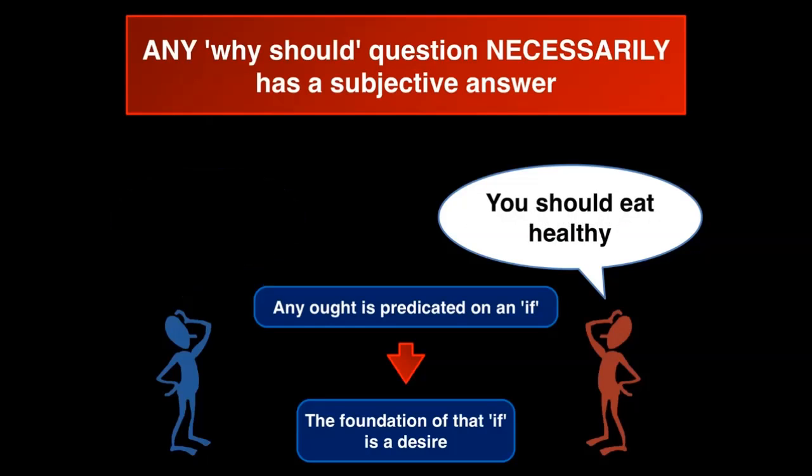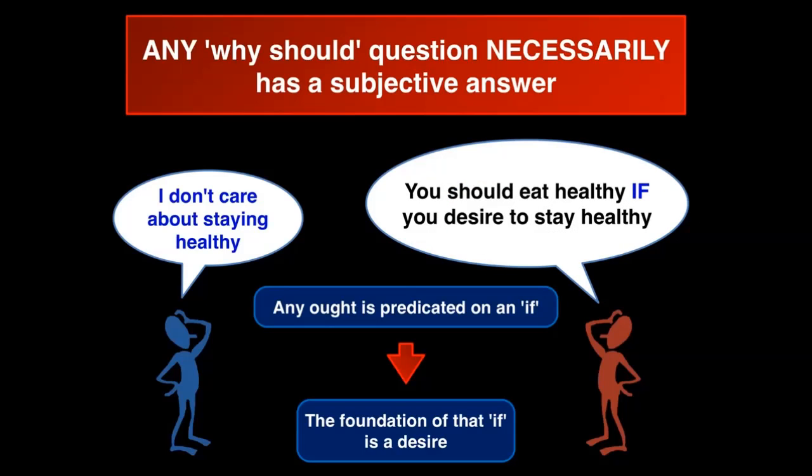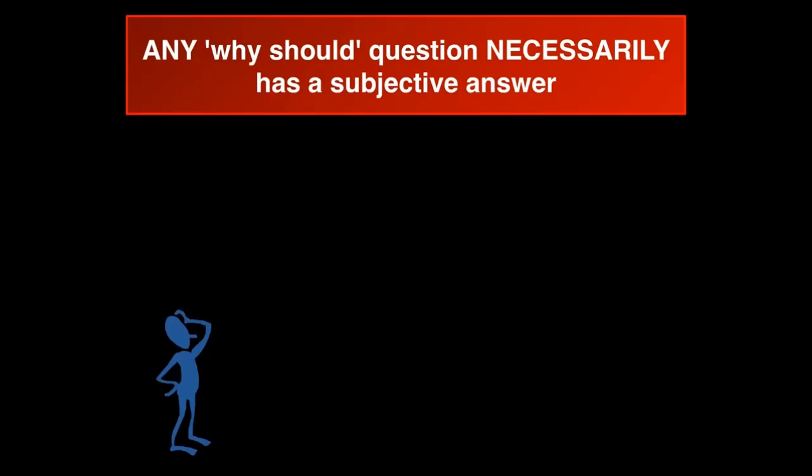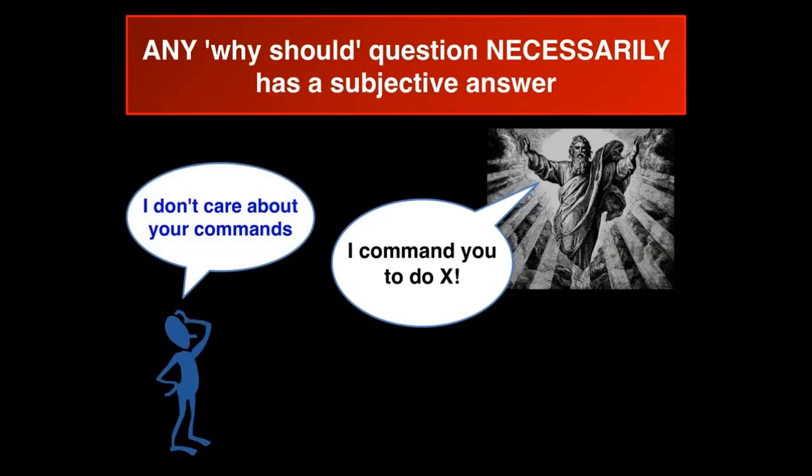For example, the statement, you should eat healthy, is essentially an incomplete sentence. The subjectivity of the statement becomes clear once you add the if part to it. You should eat healthy if you desire to stay healthy. Any should is built upon an if concerning a desire, and this is true in all worldviews, including a theistic one. Even if it is an objective fact that God requires certain behavior from us, it is still completely subjective whether we should care about that. Any ought is necessarily subjective.